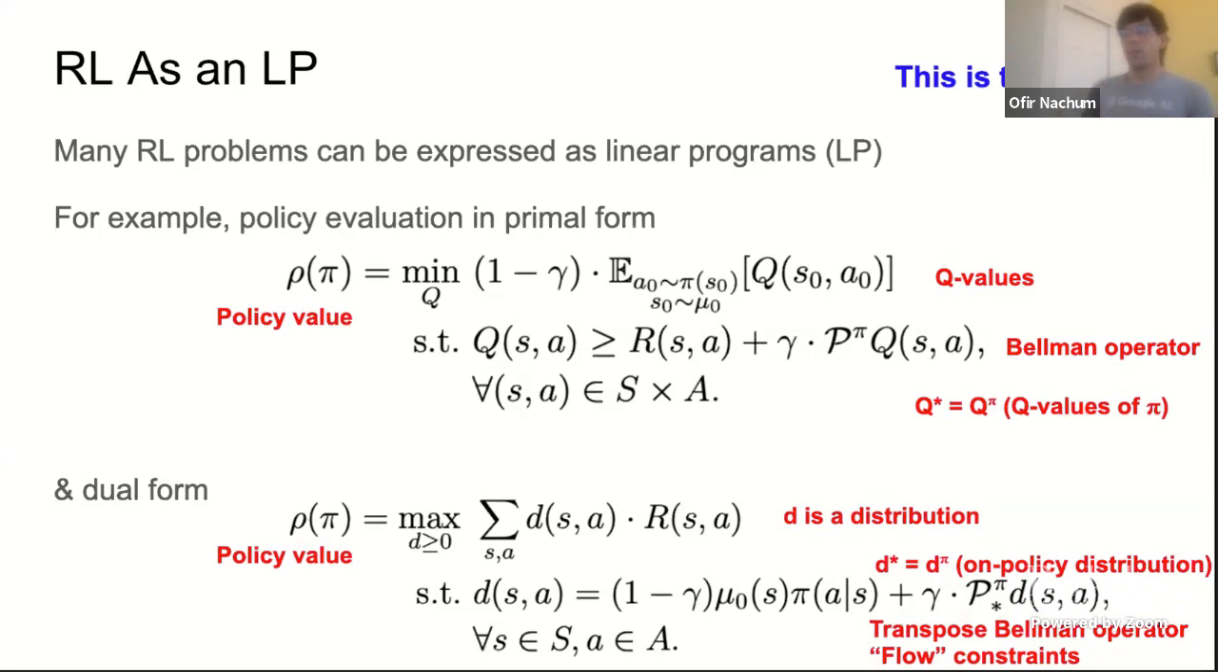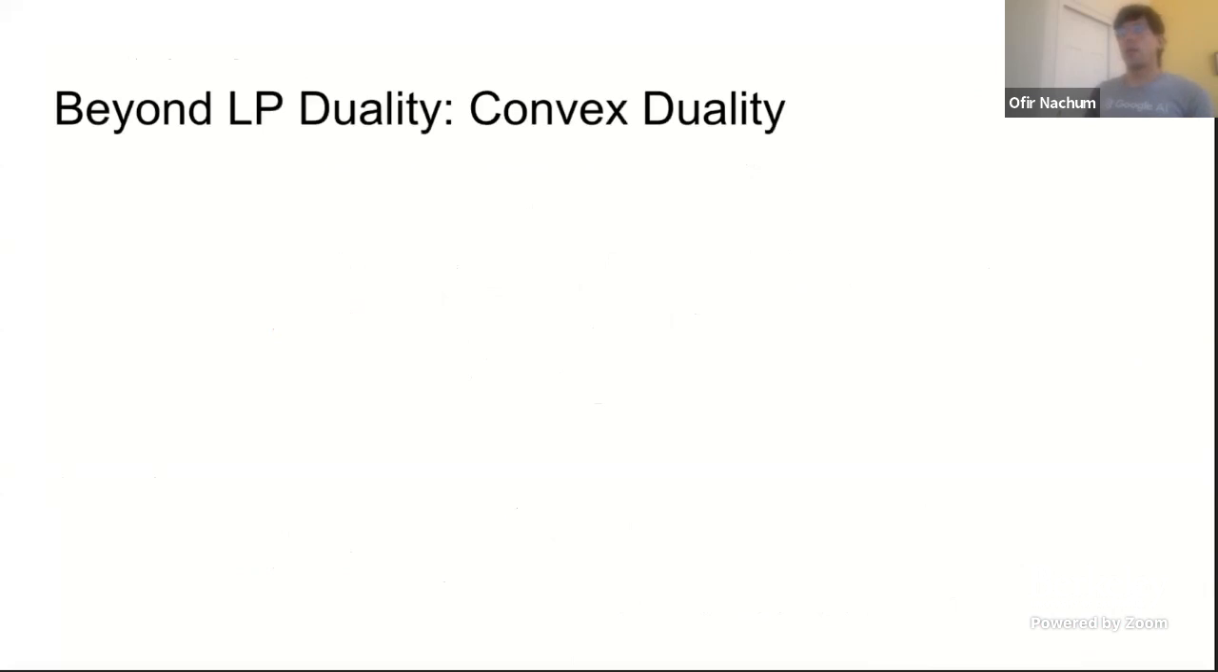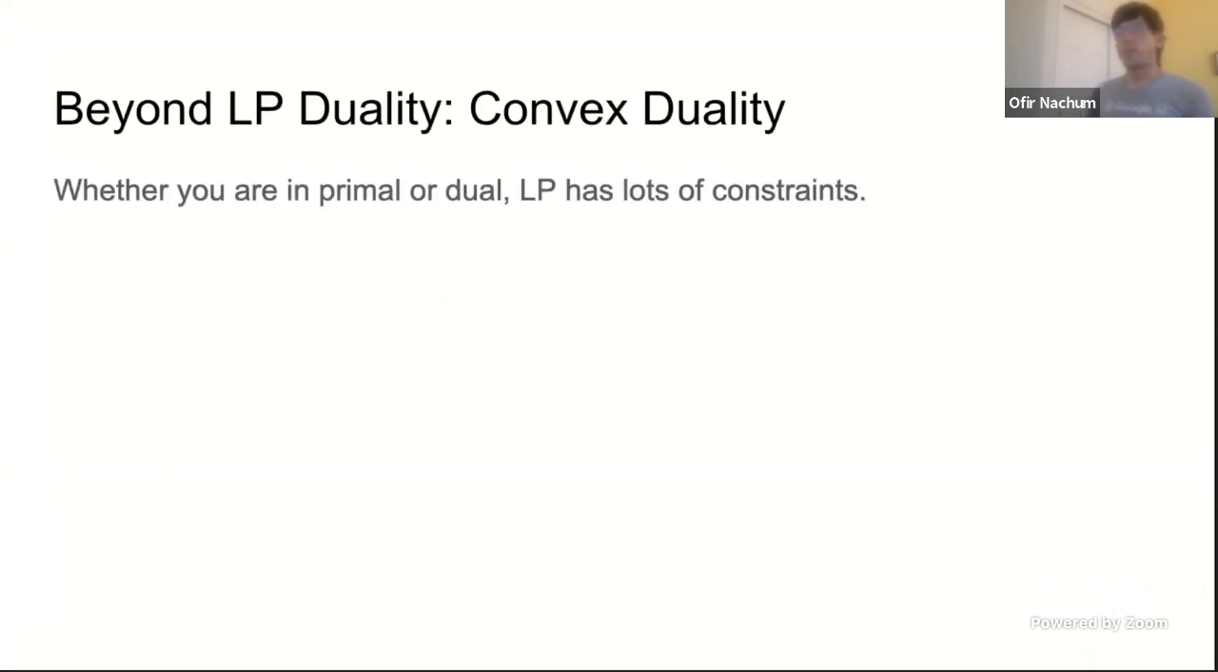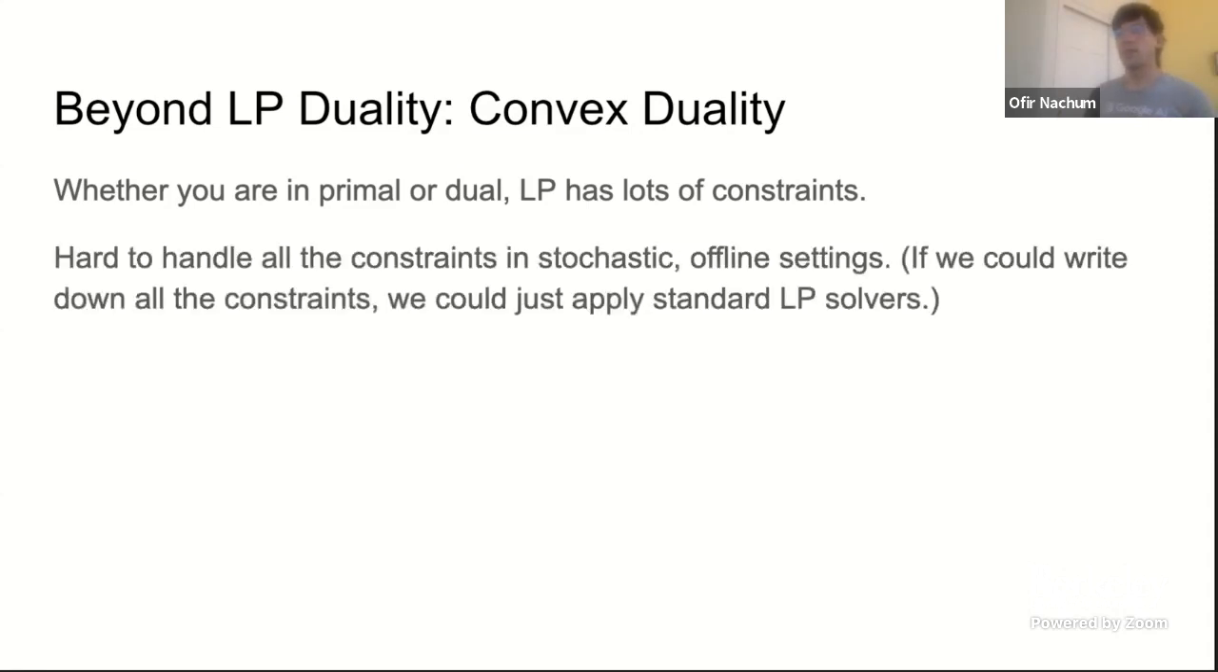So these LPs are nice, but they're not immediately useful to us. And the reason is because of all those constraints. Those constraints, in either the primal or the dual, are a constraint for each state and action, and these constraints are difficult to handle in the settings we're used to, the off-policy settings we're used to.